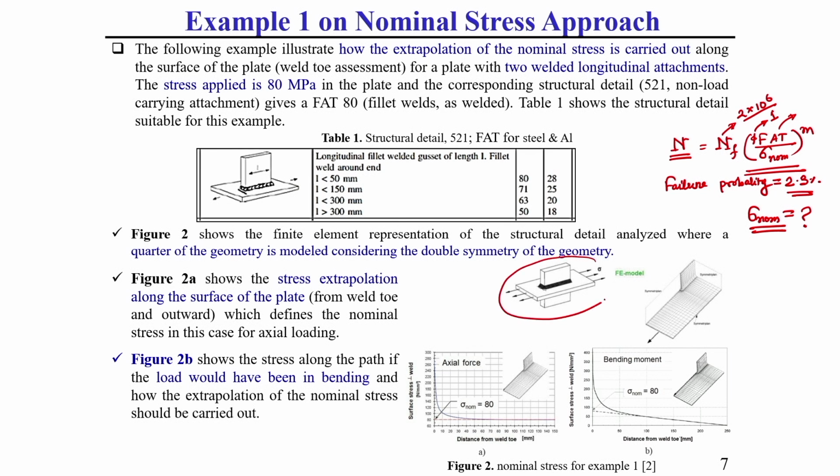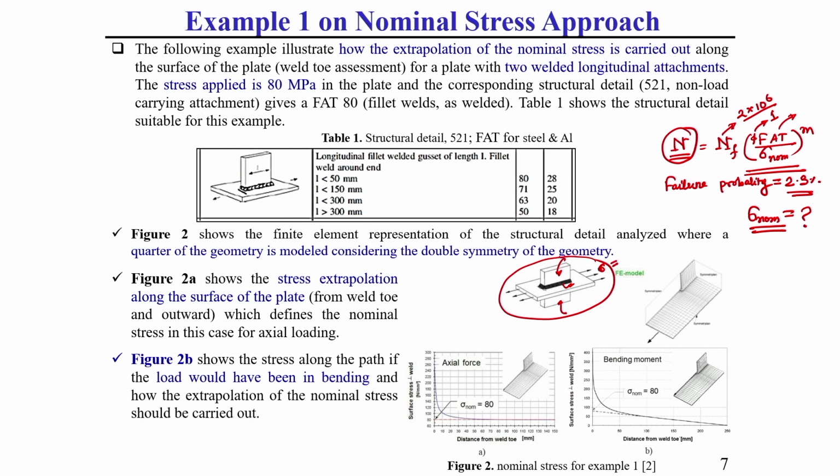This is an example of a specimen. Here you can see two gusset plates, this is one gusset plate, this is another gusset plate, and it is welded around the plate. You see the welding is done around the plate, and it is subjected to a load like this, sigma. If it is subjected to a load like this, we need to find out its nominal stress value, and if we can find it, then we can easily find out the fatigue life for any type of loading case.